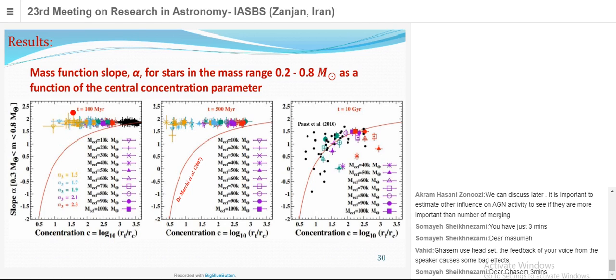The left panel shows 100 megayears, the next panel 500 megayears, and the right panel shows 10 gigayears. The linear red line shows the Marchi et al. 2007 results, and the black filled circles show the results of et al. 2010, sorry. Each of these symbols shows one simulation. As you can see, the slope of the mass function decreases as a function of time.